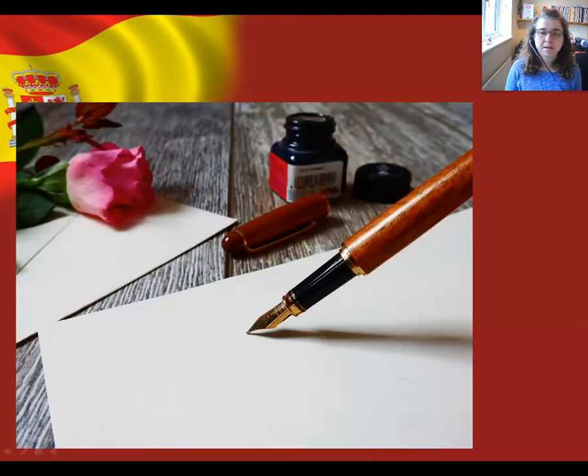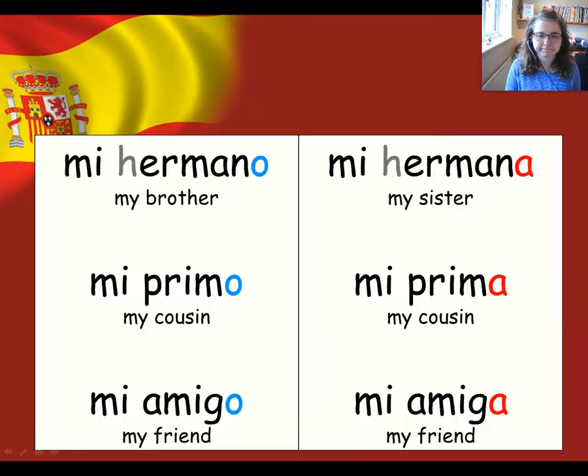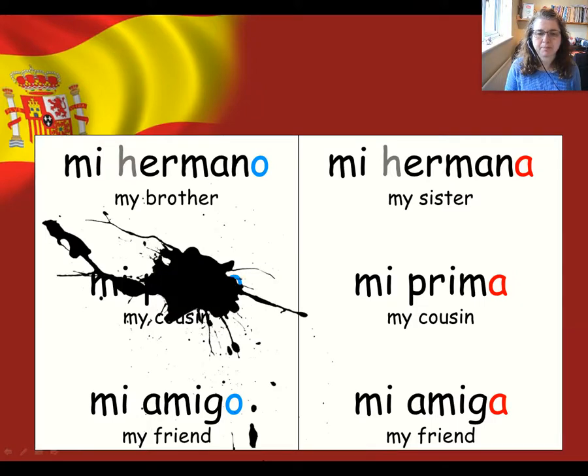Now, have you ever used an ink pen like this one? I used to have to use pens like this when I was at school, but they got very messy and they tended to leak quite a lot. I think we're going to find some ink blots on our work.